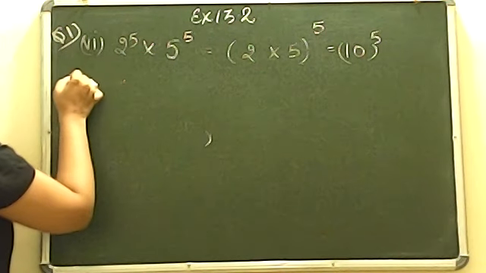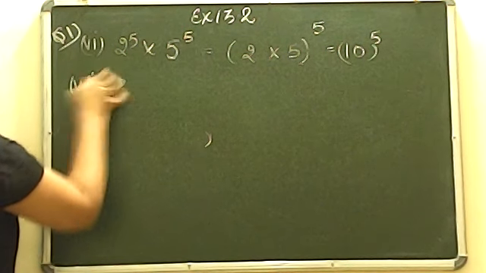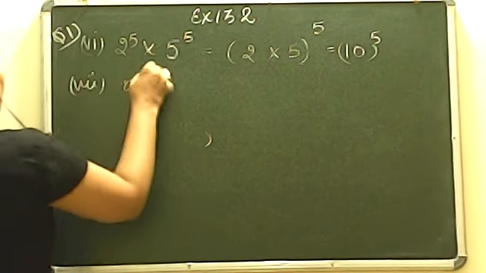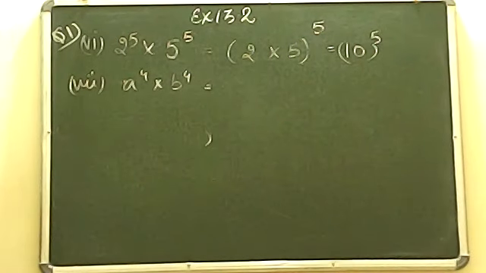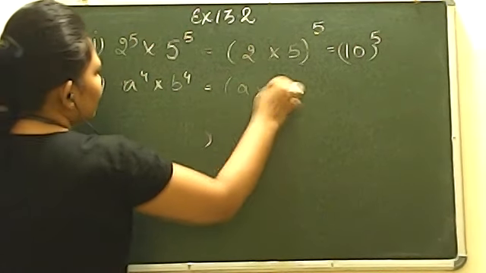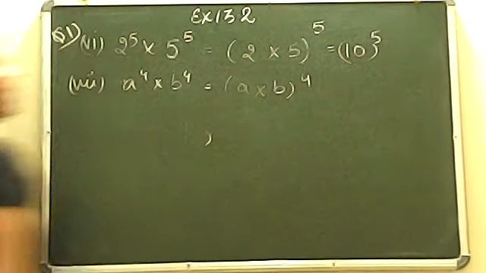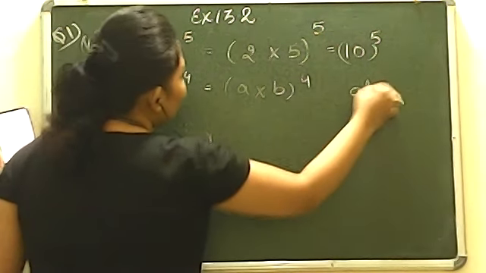Now move on to the 7th question. The 7th question is again the same one only. Please tell me the answer, beta. A to the power 4, B to the power 4. Correct. Absolutely right. A into B, the whole power will be 4. And as you know, A into B will not be solved further. You can simply write it down as AB if you want.